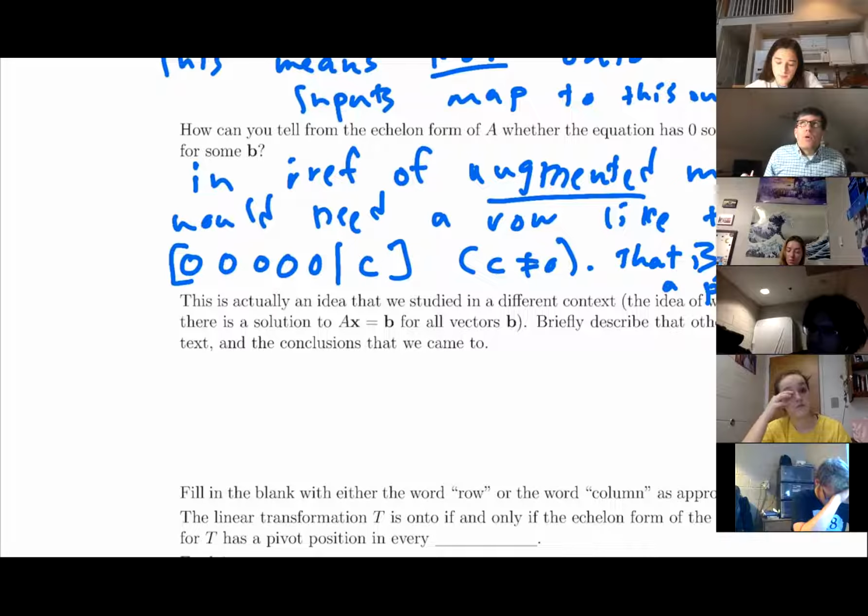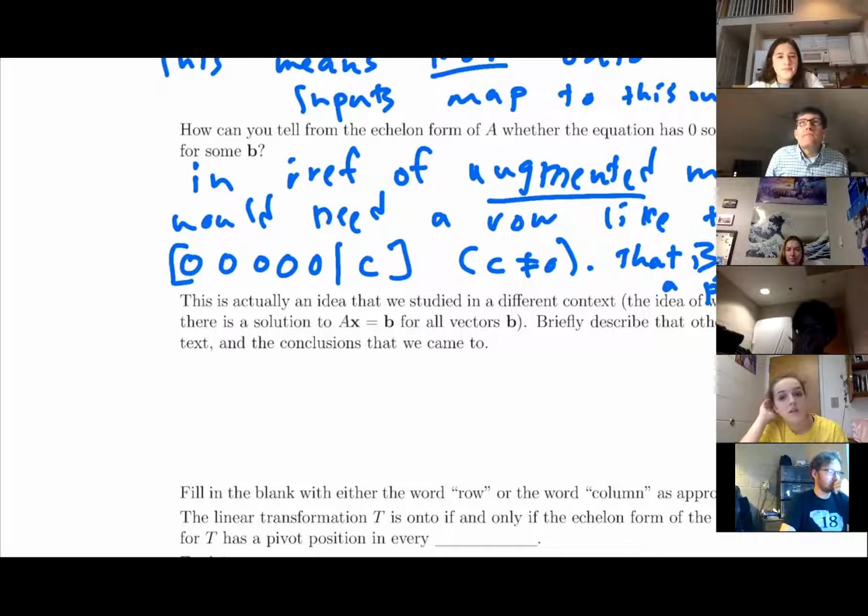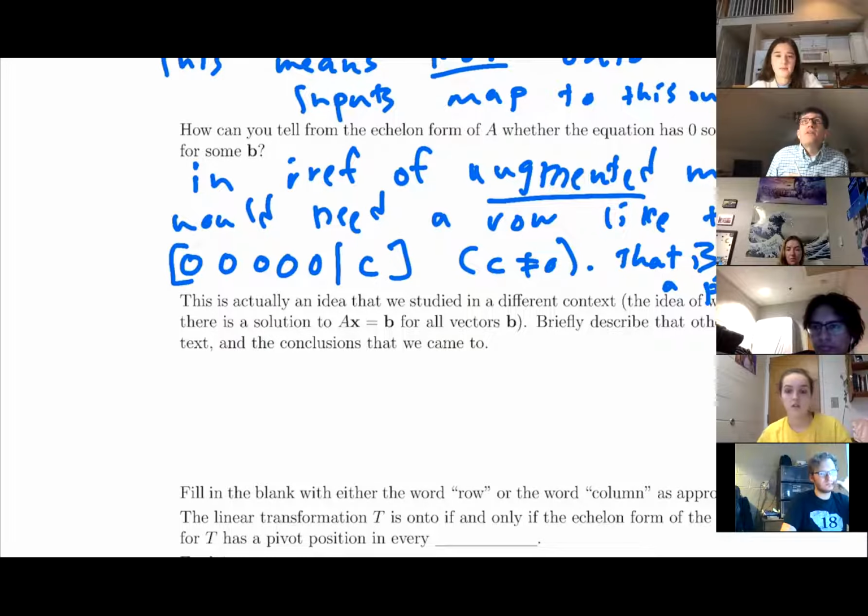The next part says that we want to connect this to other stuff that we've done. So let's think about that. This is actually an idea that we studied in a different context, the idea of whether there is a solution to AX is equal to B for all vectors B. So does anybody remember? And if not, I can help us out. It's totally okay. This is exactly the question of our Roomba and whether our Roomba can get to all points. So if there's always a solution, that means that there's always a path for my Roomba, right?